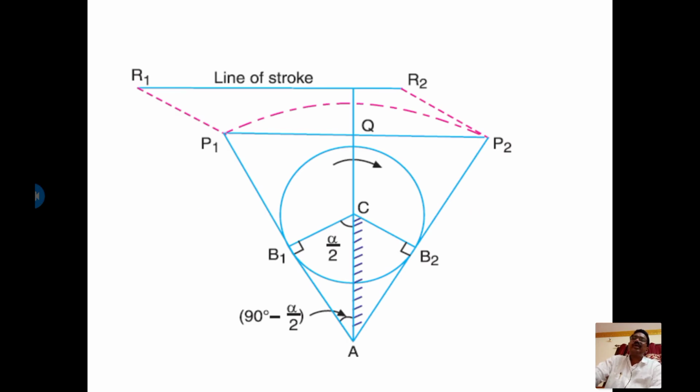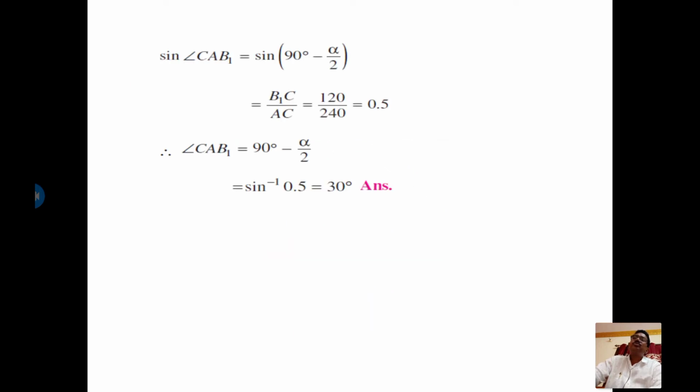Now this angle value you have to find out. Okay, 90 minus alpha by 2, and 90 degrees, you observe from the figure. So this is the figure you are observing. Now sin of angle CAB1, that is sin (90 minus alpha by 2), is equal to B1C by AC, that is 120 by 240. So from this we can calculate angle CAB1, that is 90 minus alpha by 2, is the sin inverse of 0.5, that is 30 degrees. Okay, this is the value. So this angle value is 30 degrees.